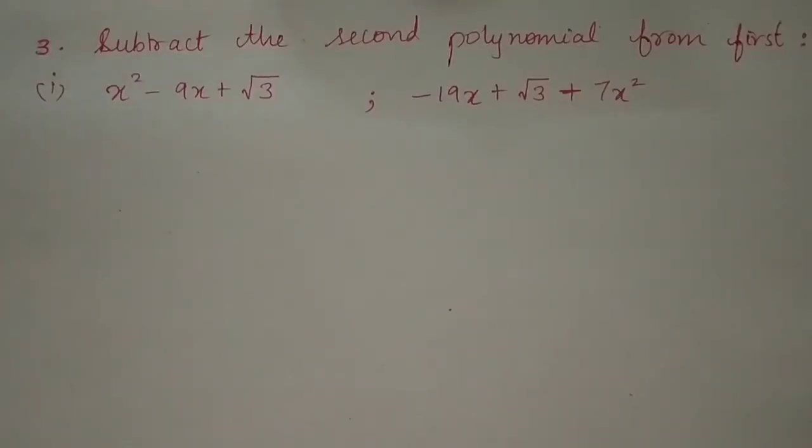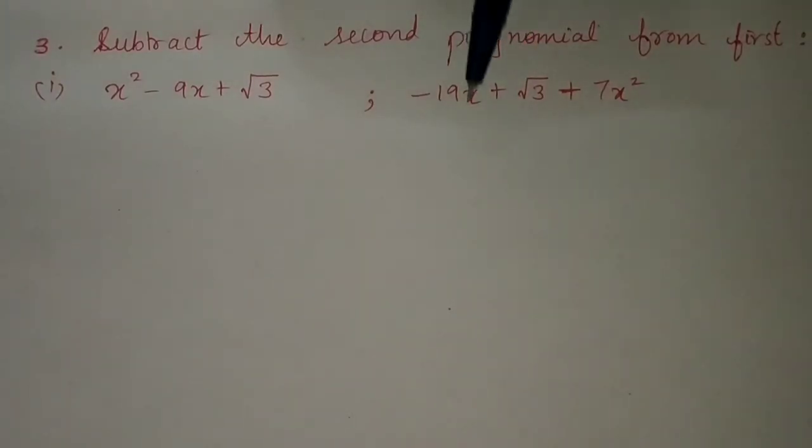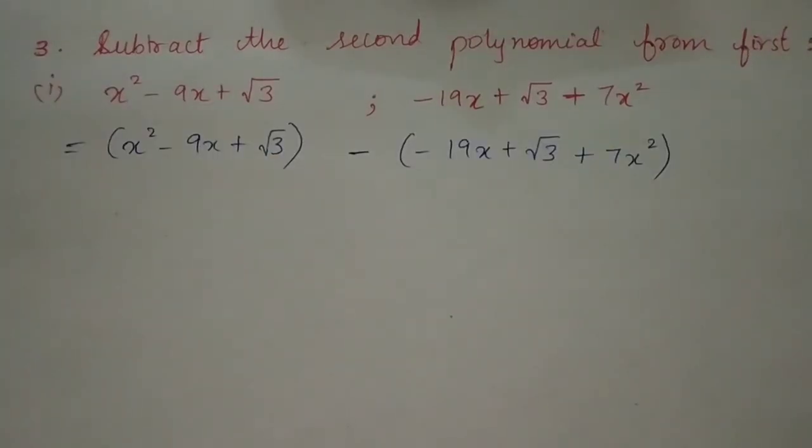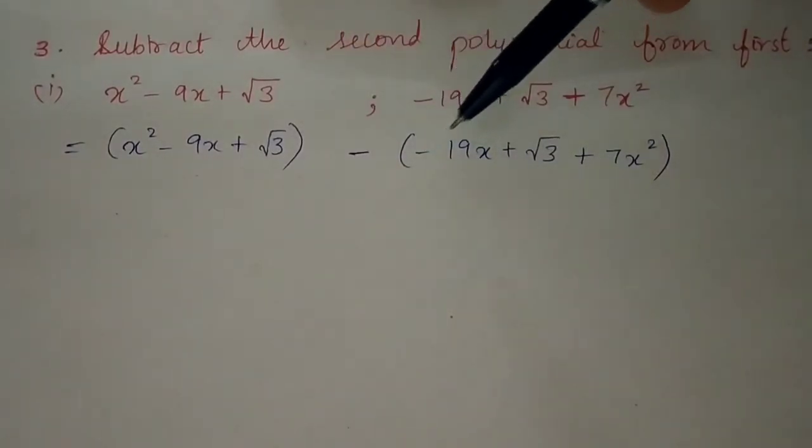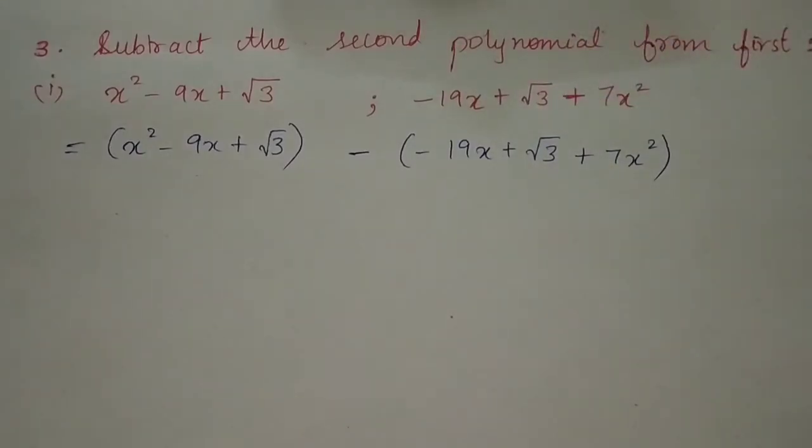Question number 3 says to subtract the second polynomial from the first. So this is the first polynomial, this is the second polynomial. We have to subtract the second polynomial from the first. That means we are going to subtract this polynomial minus this polynomial. So the first step will be what? We will put both the polynomials in the bracket. So let us do that. So this polynomial went into the bracket. Since it is subtract, I have put a subtraction sign, and this minus sign is of this. So the entire polynomial I have written here.